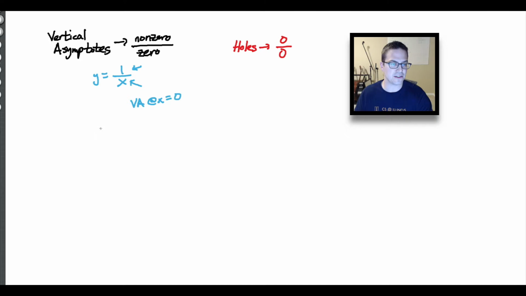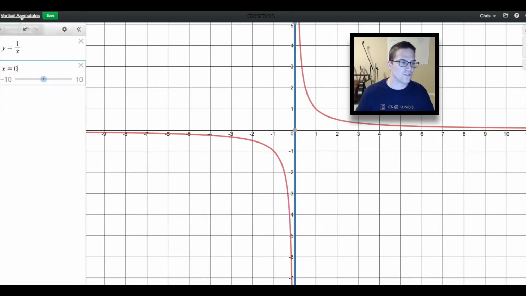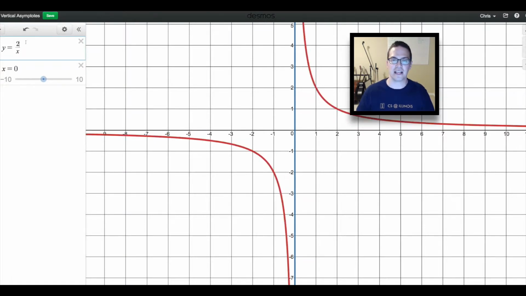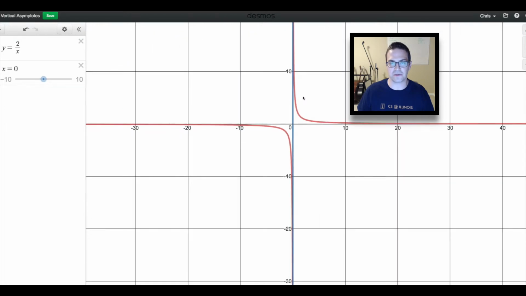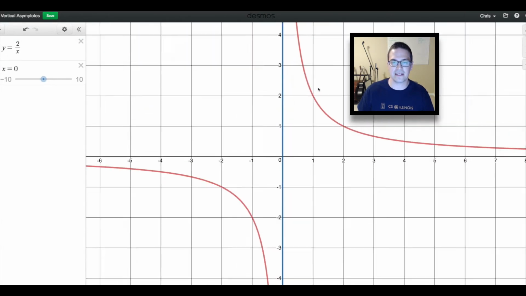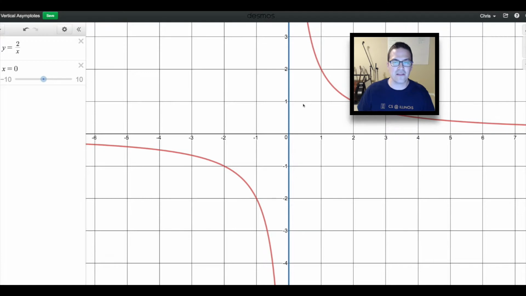I can change this non-zero up here. If I did something like y equals 2 over x, there would still be a vertical asymptote at x equals 0, because again you have a non-zero up here, and at x equals 0 you have a non-zero over 0. To show you that, all I'm going to do is change this value up here from 1 over x to 2. And if you notice, the graph changes slightly, but you still have that vertical asymptote at x equals 0. So again, it's that non-zero over 0. Now that is when x is equal to 0, so you can't change that.